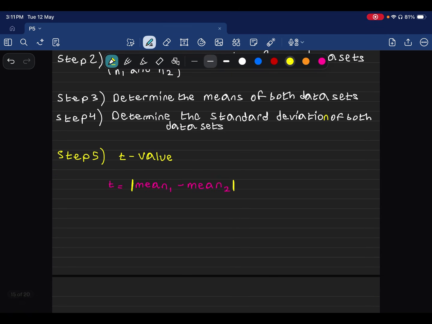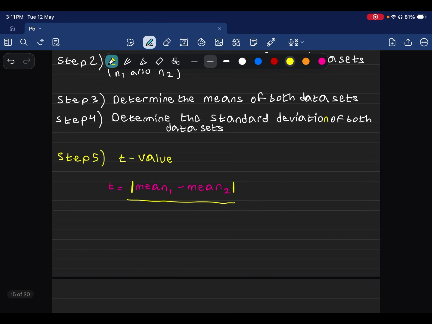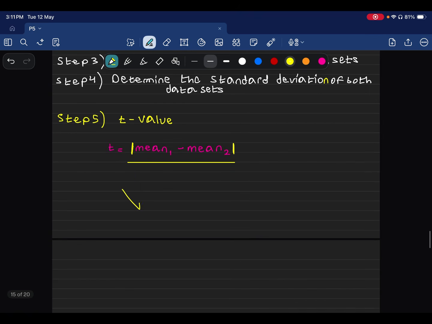So you take the mean of the first data set, subtract it with the mean of the second data set, take the absolute value and divide it with the square root of the standard deviation of the first data set squared divided by the number of values in the first data set. Plus, now do the same thing with the second one. Standard deviation of the second data set squared divided by the number of values in the second data set.